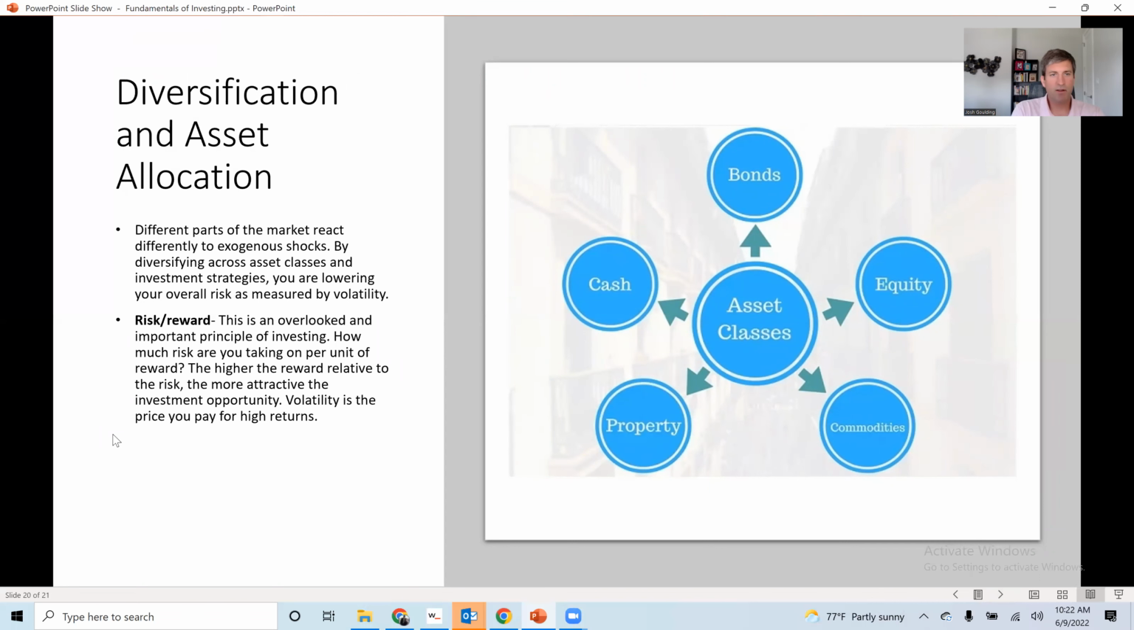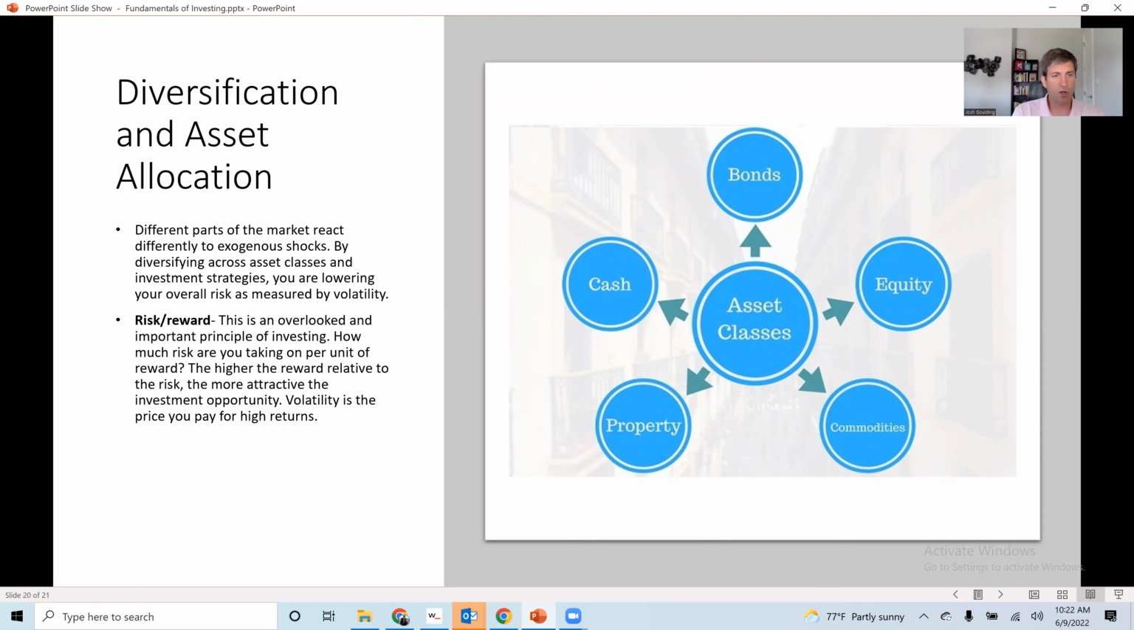Diversification and asset allocation, right? Different parts of the market react differently to exogenous shocks. So you want to diversify across asset classes and investment strategies to lower your overall risk as measured by volatility, right? Everything should be looked at through the lens of risk reward. You can't have reward without risk. So you want to try to identify situations where the unit of reward you're getting is greater than the unit of risk you're taking. So you have some asymmetry there.